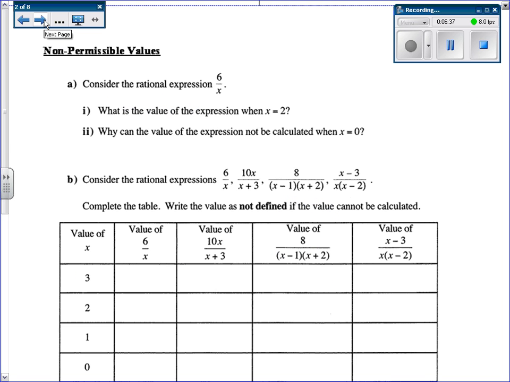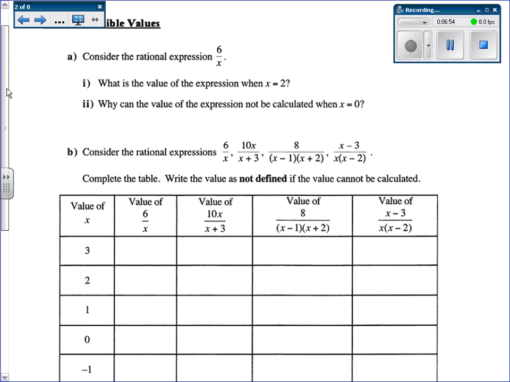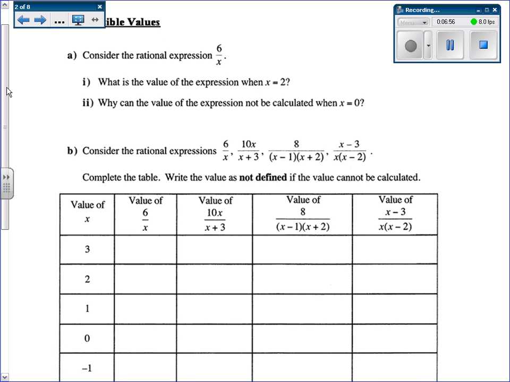What we want to do now is investigate a little bit these things that are called non-permissible values. We're going to look at 4 different expressions and investigate what their values are given different values of the variable. So if we have the expression 6 divided by x, we want to determine what is the value of the expression when x equals 2. What that means is take 2 and plug it in where you see x. So 6 divided by 2 is equal to 3.